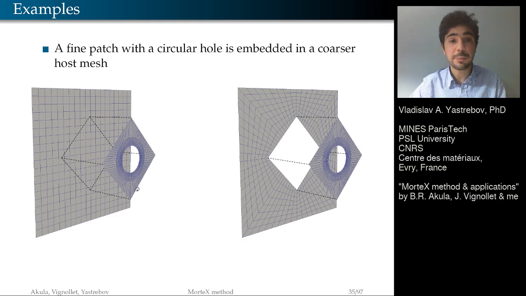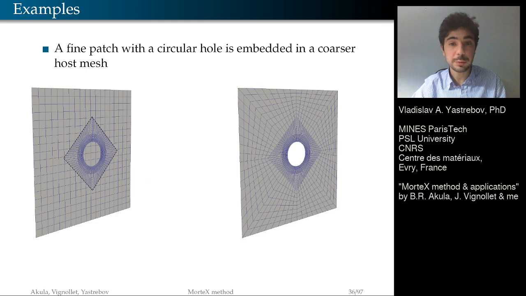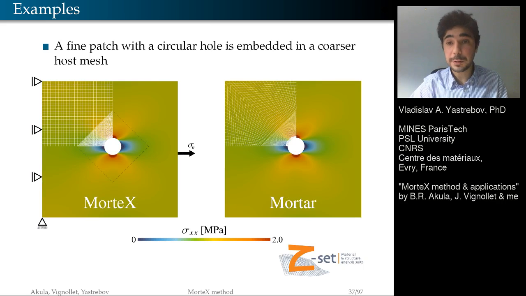Here is a simple example with this patch that we glue on the host mesh, and we will compare with the same problem, but here the patch is glued to a prepared hole for this patch, using the classical mortar method. And here are the results, just analyzed with the naked eye. You can see that visually there is no difference, and there are no stress discontinuities along the interface, so everything works very nicely.